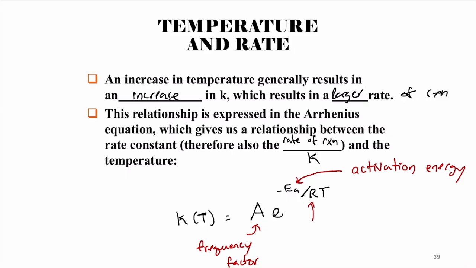R, does anyone know what R is? Yeah, it's the ideal gas constant. So it's 8.314 joules per mole Kelvin. Right, this is the ideal gas constant. And then T is the temperature.